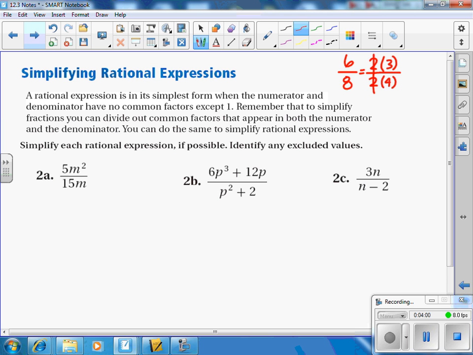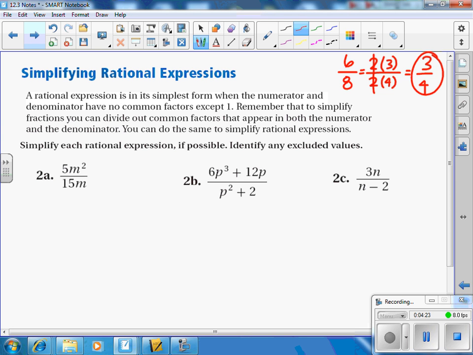Then we could cross those off, because 2 divided by 2 is 1, so we'd get this. 3/4, which is now in its simplest form. 3 and 4 don't have anything in common besides 1. So we're going to do the same thing with all these polynomials. Remember that to simplify fractions, you can divide out common factors that appear in both the numerator and the denominator.